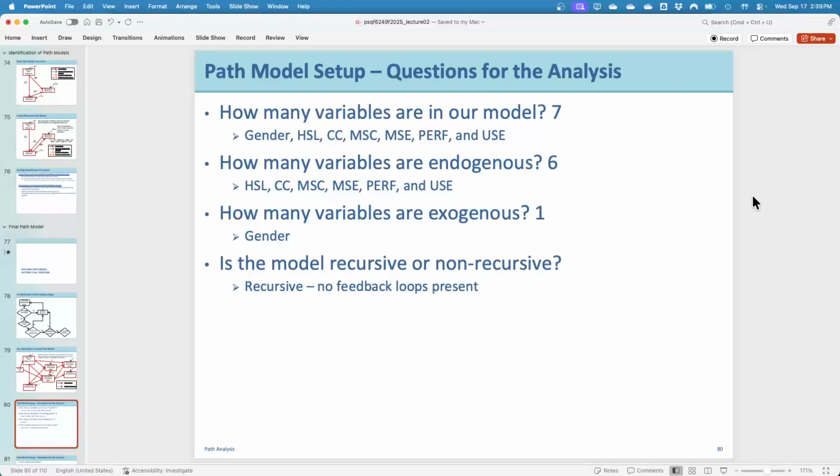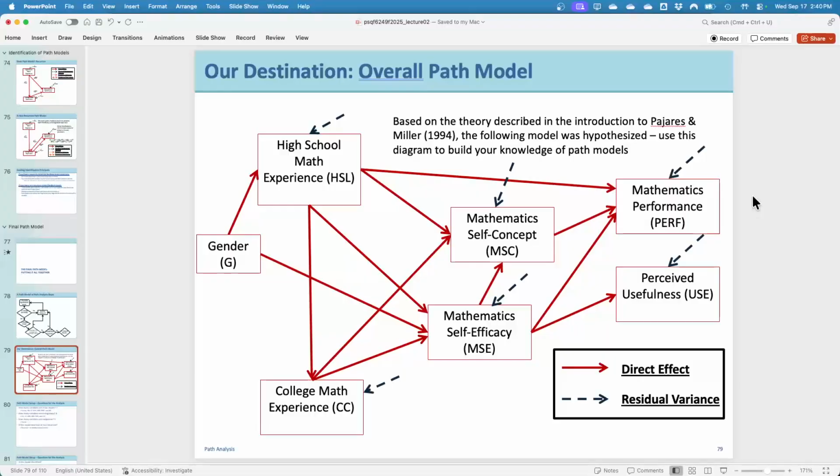So let's talk about the questions. How many variables are in our model? 7. Gender, high school, college math, math self-concept, math self-efficacy, performance, and usefulness. There are 6 endogenous variables. That means 6 rectangles where one arrow terminates. Right? So 1, 2, 3, 4, 5, 6. We have 1 exogenous variable. Okay? Cool?